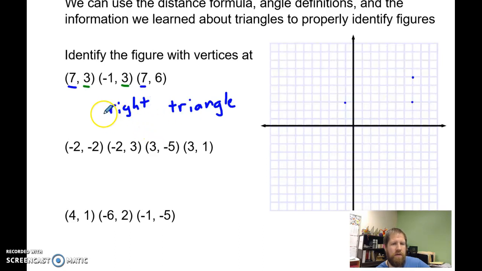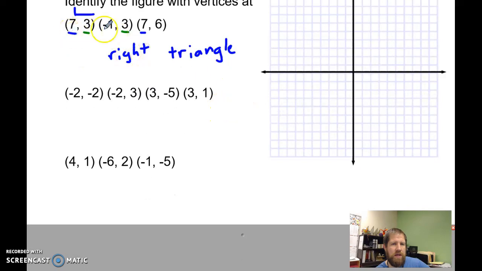The reason I know that is if I've got one point that's on the same horizontal line as another point, these two form a horizontal line, and that same first point shares a vertical line with my other point, I'm going to get a right angle. And if I have any right angle in my triangle, I'm going to have a right triangle. If I went and finished drawing it out, you'd be able to see that, yeah, that's definitely a right triangle. Okay, let's go on to another one.